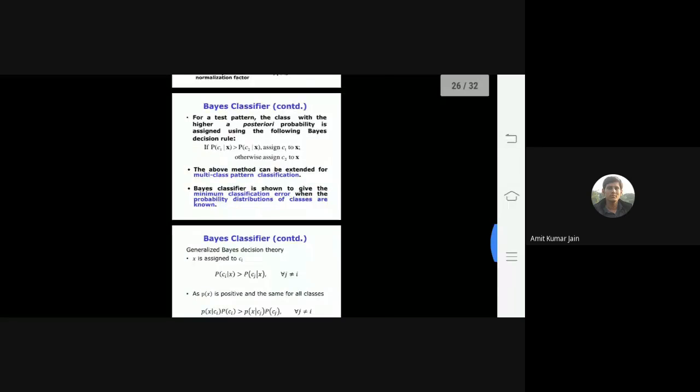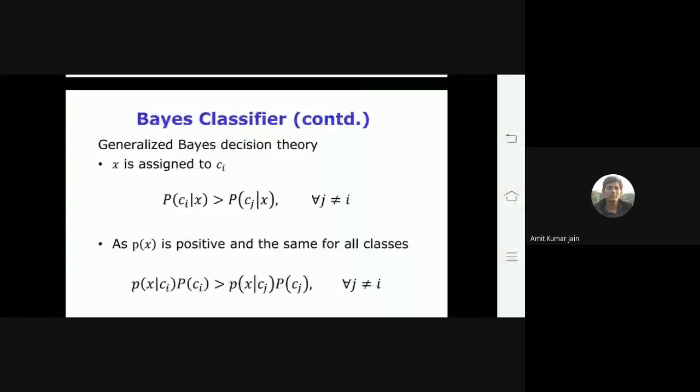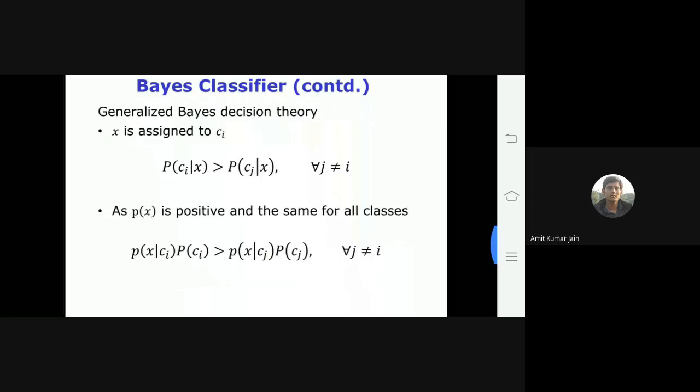So this is the equation. If you can see here, this is the generalized equation, the generalized Bayesian decision theory: X is assigned to Ci, where i is nothing but the class number. Again, we want to assign a test sample, an unknown sample X, to a class label. So if the posterior probability of Ci given X is greater than the posterior probability of Cj given X, then of course X will belong to class Ci.